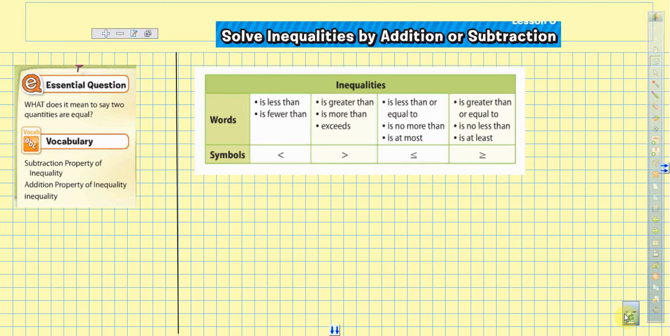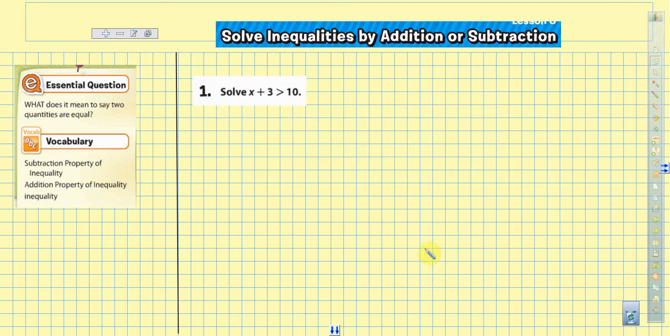Okay, let's get into what we are going to do. We are going to solve an inequality. Now you're going to see these are very, very similar to one-step equations. Actually, in fact, the same as one-step equations. The only thing that's changed is the inequality sign. So I'm going to rewrite this inequality: x plus 3 is greater than 10.